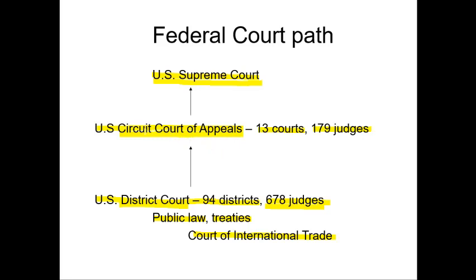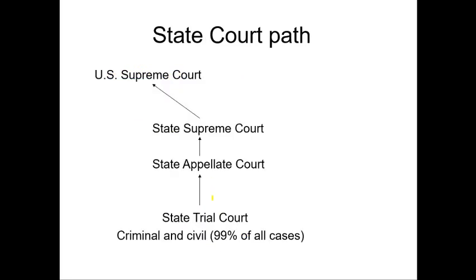And then very rarely, or it's a long shot. And as we'll see here in a minute, some of these cases are accepted by the Supreme Court for political reasons, which is giving them a little bit more political power that may not have been intended by the framers of our Constitution. And that's what we're going to talk about here in a minute when we wrap up this chapter. But that's the federal court path all the way up to the Supreme Court. Now let's look at the state court path.